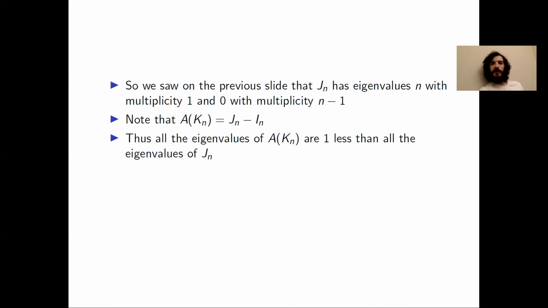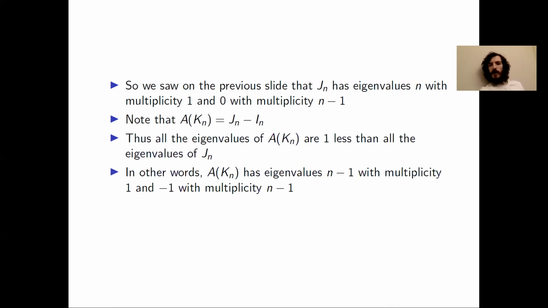So now we can take each of those eigenvalues, subtract 1 from them, and that will give us the eigenvalues for the adjacency matrix. In other words, the adjacency matrix of the complete graph of order n has the eigenvalue n minus 1 with multiplicity 1 and minus 1 with multiplicity n minus 1.